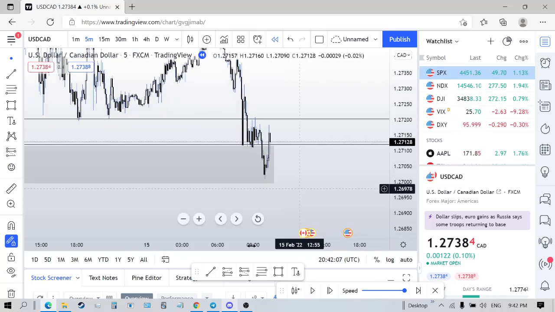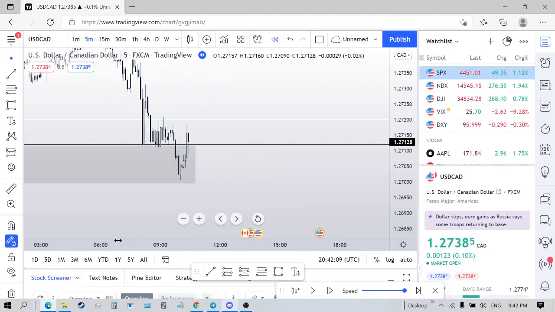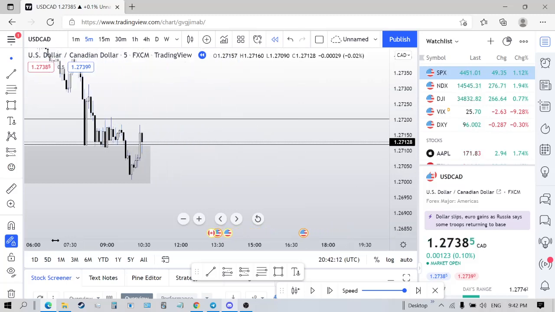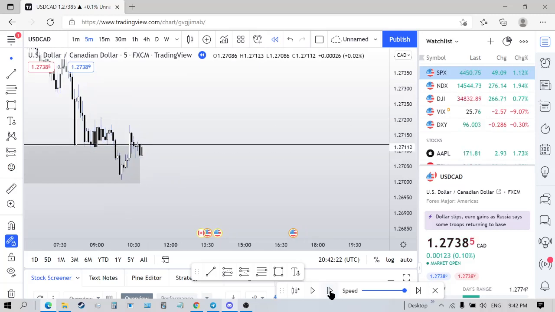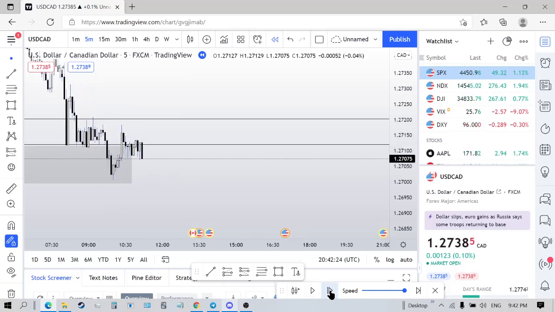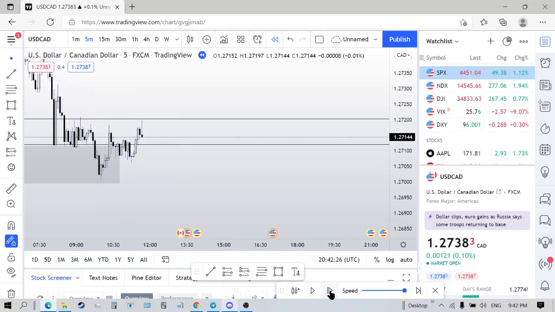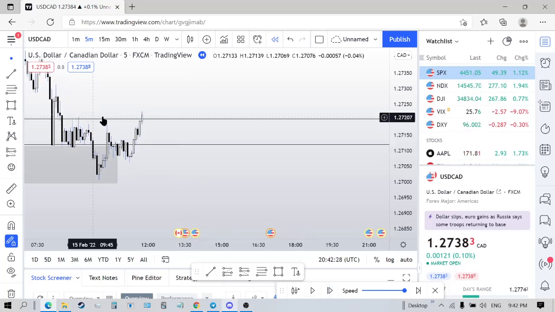Okay, so let's see what happened. You have more liquidity built up right here, a down move, right? And then you don't have anything yet. This is what you want to see right here. Okay, boom, shift and delivery.